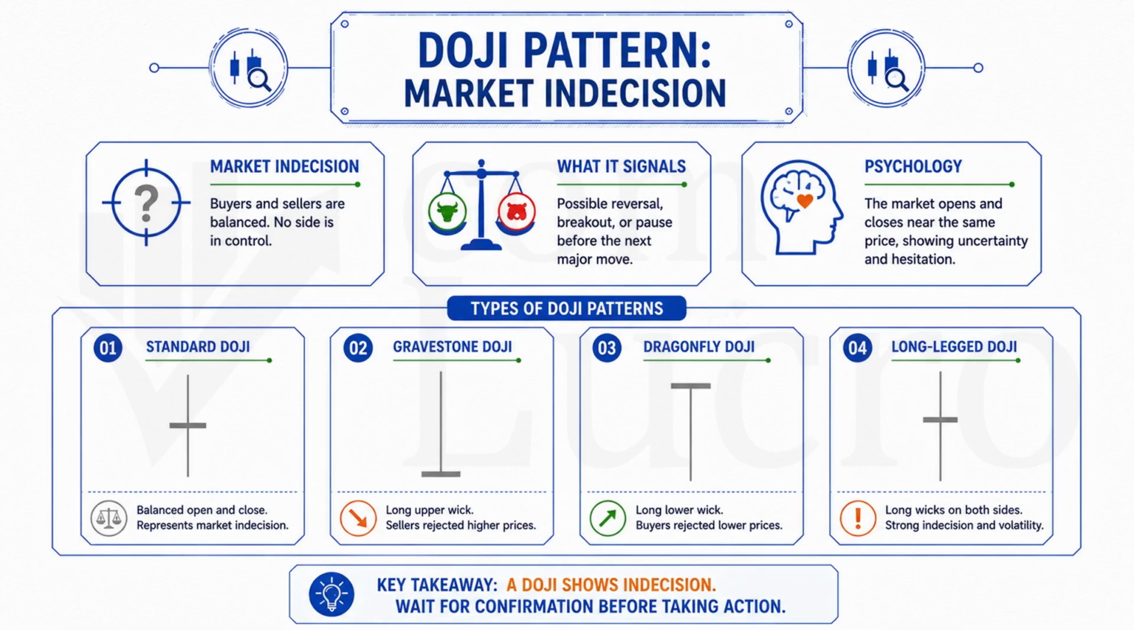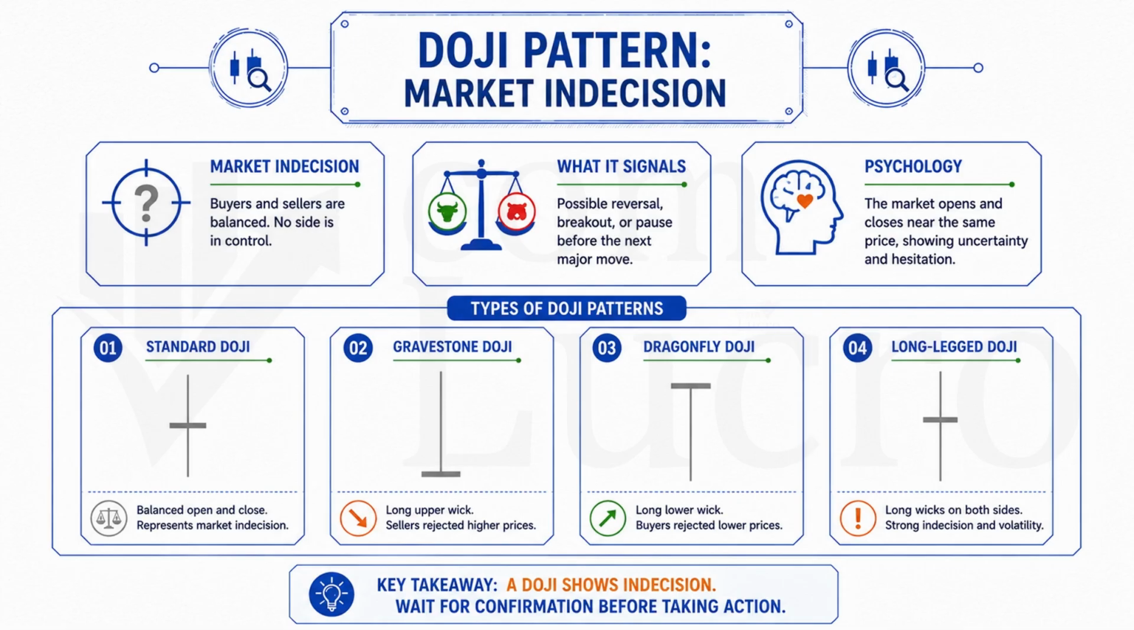First, the standard doji, where open and close are almost identical, leaving long wicks on both sides, a tug of war in which neither side gained dominance. Next, the gravestone doji, with a long upper wick and little to no lower wick. It forms when buyers push price higher during the session, only for sellers to pull it back near the open, often hinting at a bearish reversal, especially after an uptrend.